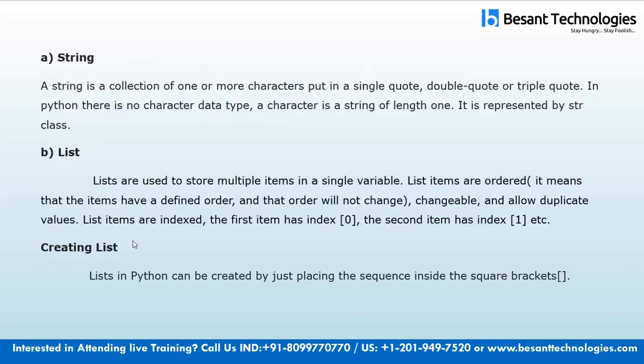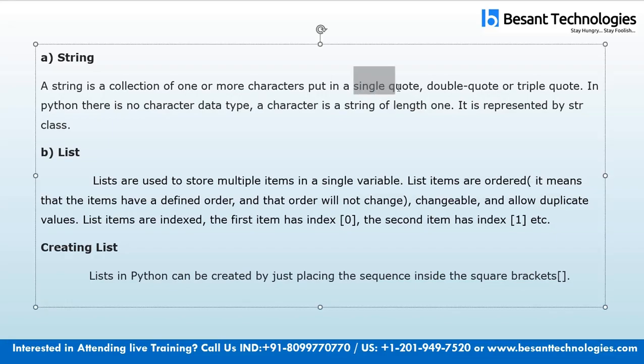If you want to give a string value to any variable, you can use single quote or double quote or triple quote, all are valid. In Python, there is no character data type. If you want to give any character, you give a character as a string of length 1. Char data type means that is also a string, but its length is only 1.